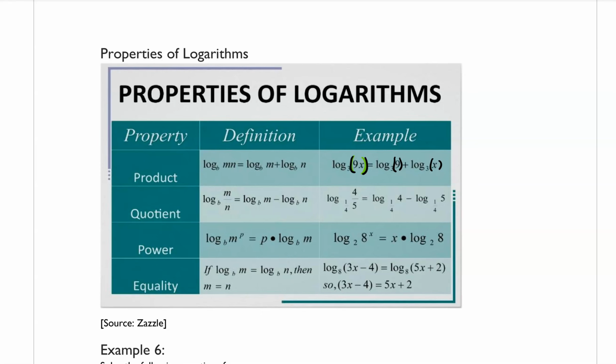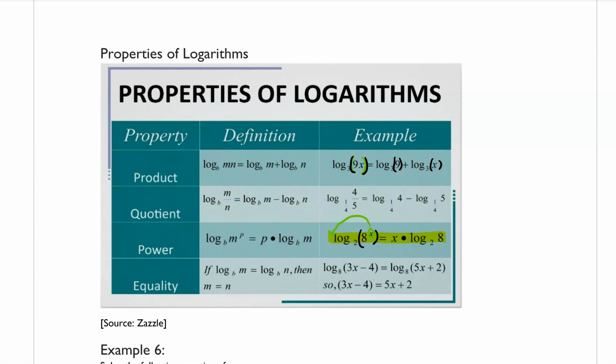Maybe the other one I want to go over is the power rule. That one becomes very important in a lot of the real life example applications that we're going to end up solving. So maybe I'll talk about that one too. So that one says, like, if you have something like log base 2 of 8 to the x power, what we can do is we can take that exponent and we can bring it on the outside and have it become a multiplication statement.